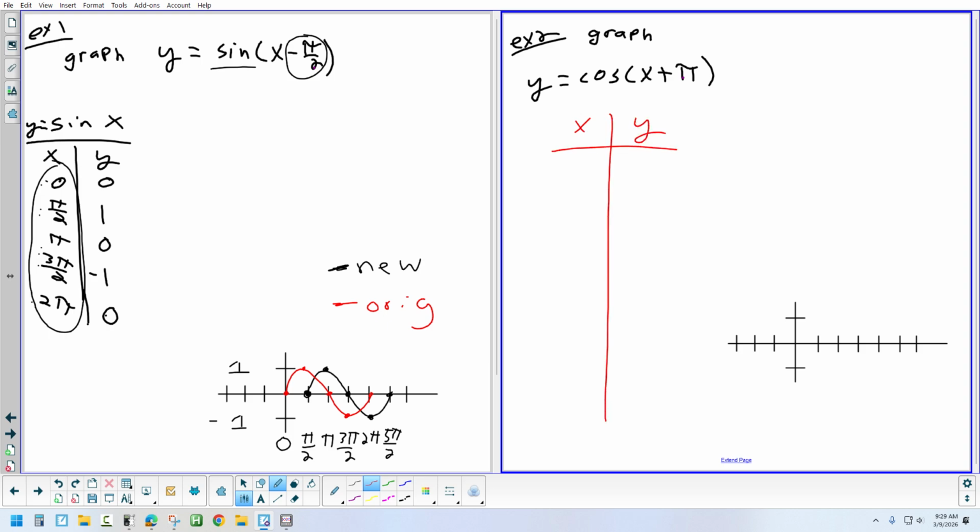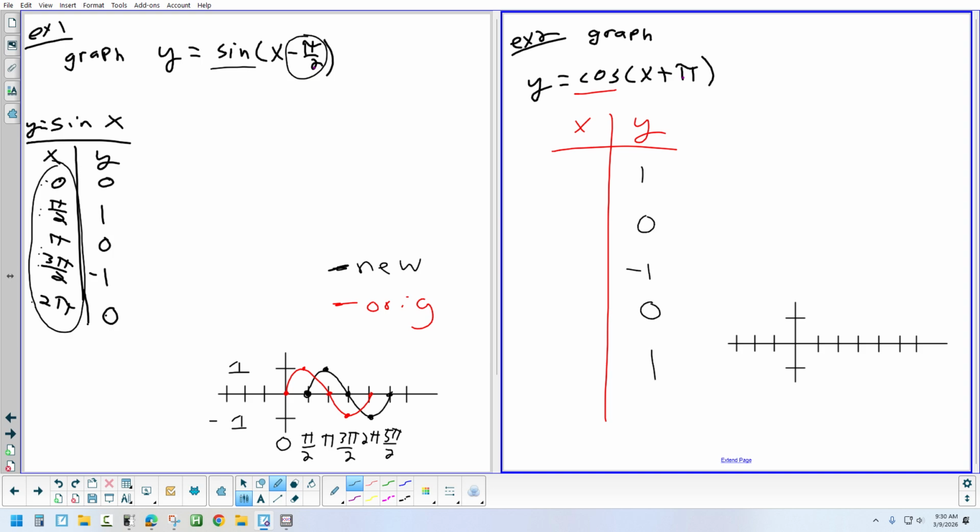Okay, so let's make our new table. We're shifting left and right. We already agreed on that. So what values are not going to change? The y's. So now I need my y values from the cosine table. And that is different than the sine table. What are my original y values? 1, 0, negative 1, 0, 1. Yep. 1, 0, negative 1, 0, and 1.